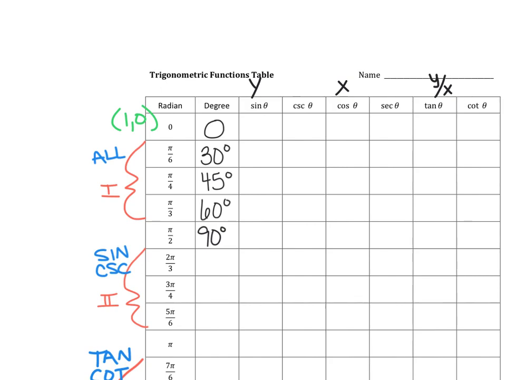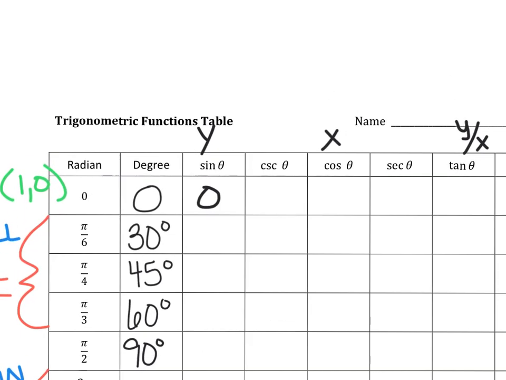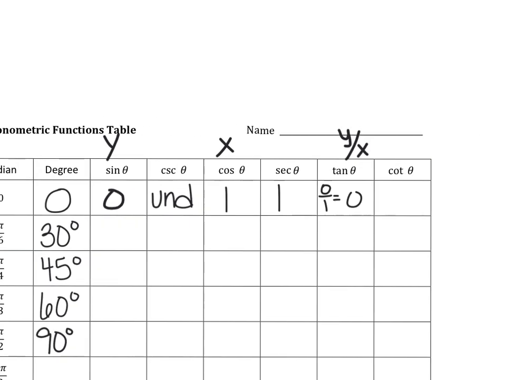Okay, so sine is y, so 0. And then I'm going to find the reciprocal of 0. So 0 would be in the denominator. So cosecant at 0 radians is going to be undefined. Cosine is your x value. X value is 1. Reciprocal of 1 is 1. Y over x is 0 over 1, which is just 0. But if I find the reciprocal of that, it's undefined.